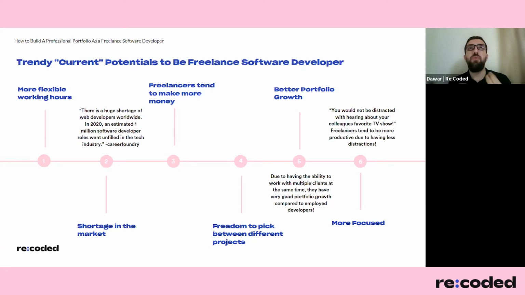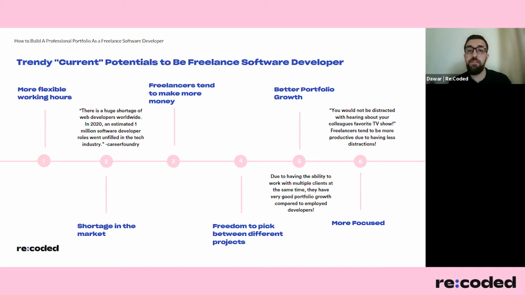If we have a 1 million gap, 1 million open positions in 2020, then for you to be freelancing and to specialize in web development, there is definitely a high chance of getting what you want out of your career. So you're not going toward a market that's strictly filled and full of competitors. You are facing a market that is very wide, flexible and open for your skill, which is web development in that case.